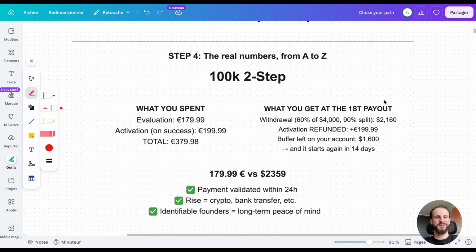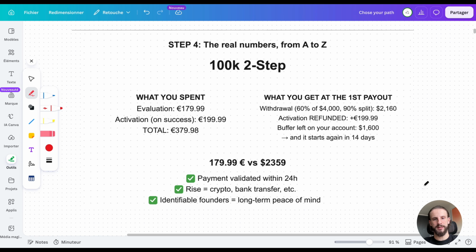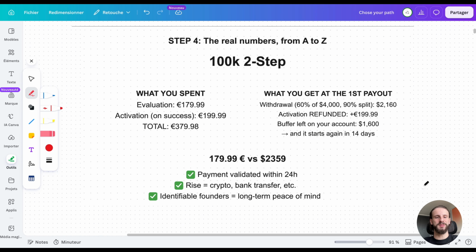All right, so let us finish now by putting real numbers on all of this from A to Z. Let us take a 100K two-step account again as our example, and let us be completely transparent about what you spend versus what you get back. So what do you actually spend? Well, the evaluation costs 179 euros. There's the activation fee as well that you have to pay after passing the challenge. That is 199 euros. But as I said, remember that you only pay that once you have passed the challenge, once you're funded. So on paper, that is a total of 378 euros.